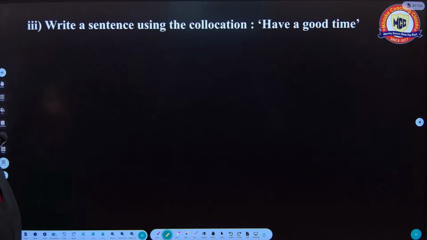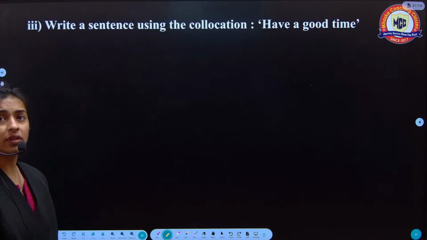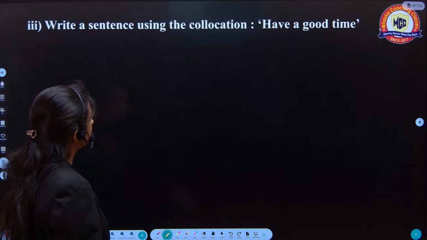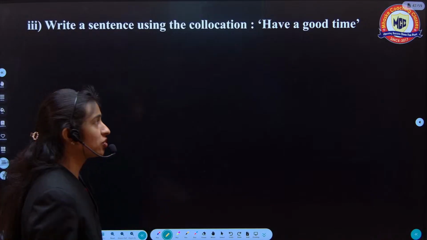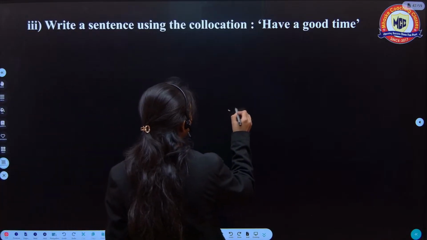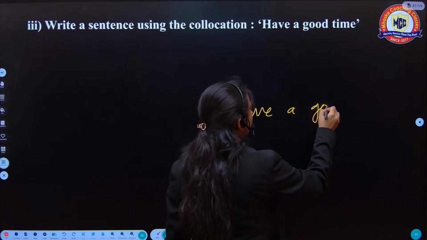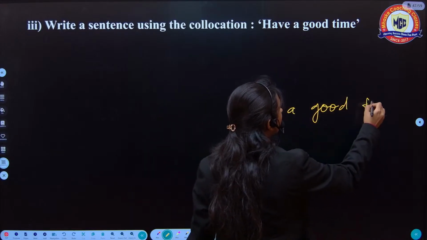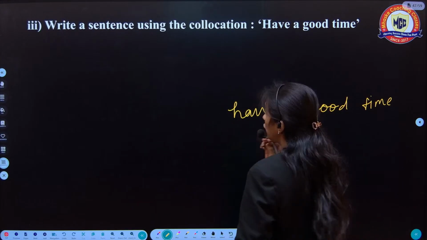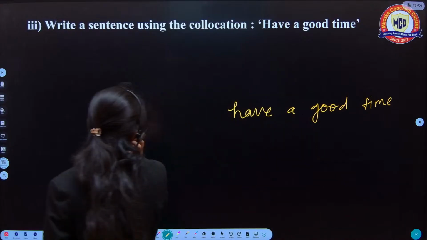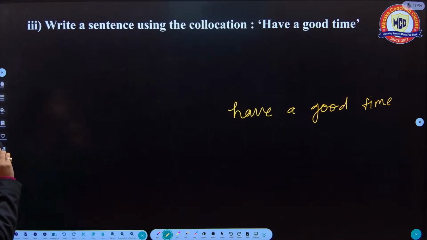Write a sentence using the collocation have a good time. So again, the same question: what you need to do is use have a good time in your sentence. How will you use it in a sentence? Can anyone of you comment or answer?